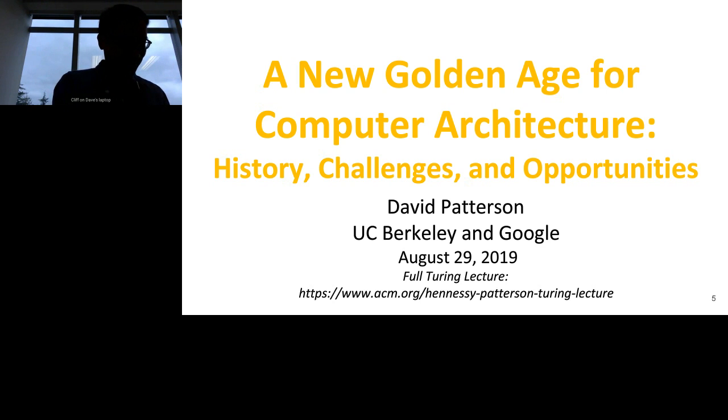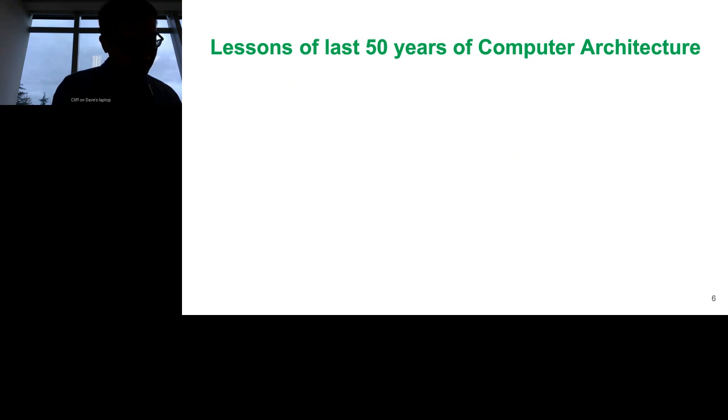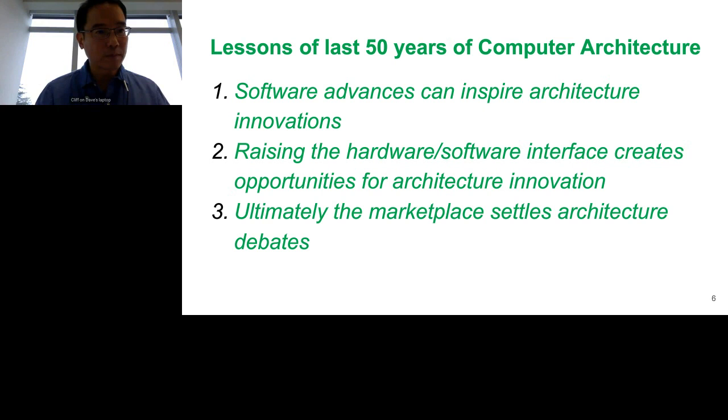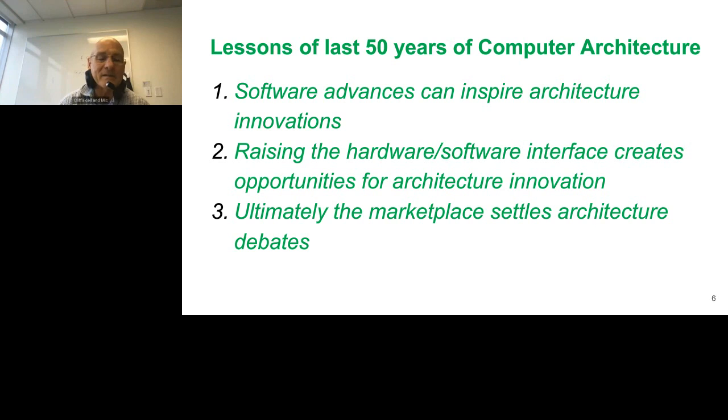All right, well, I'm going to give a talk that's based on the Turing Award. If you want to see John Hennessy, my co-winner, you could click on that link in the talk I gave about a year ago. But in the first 15 minutes, I'm going to do 50 years of computer architecture. And what we're going to see is that there are 3 themes through this 50 years: software advances can inspire architecture innovations, and raising the hardware-software interface creates opportunities for architecture innovation. But kind of interestingly, in this field, it's the marketplace that ultimately settles these architecture debates. It's not a perfect arbiter, but that's how it works.